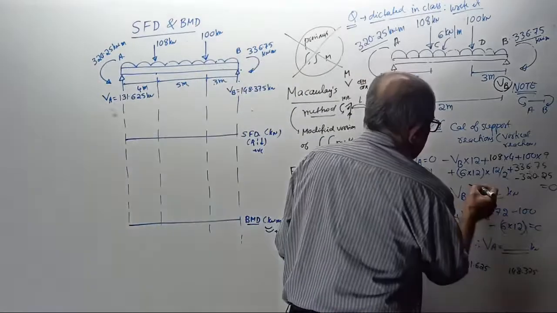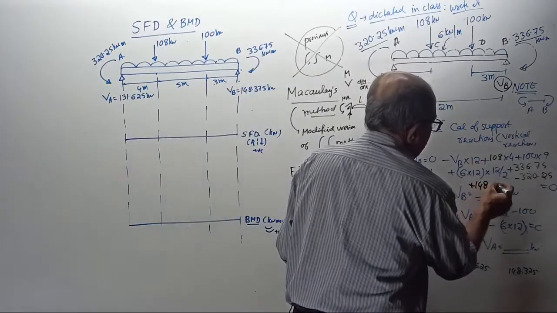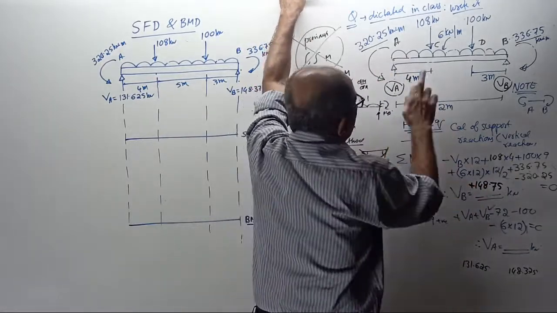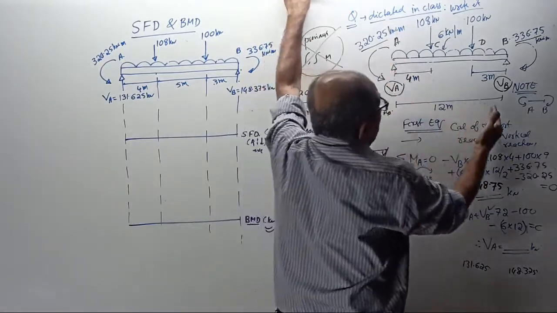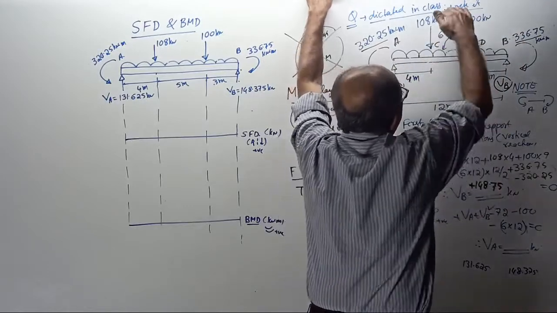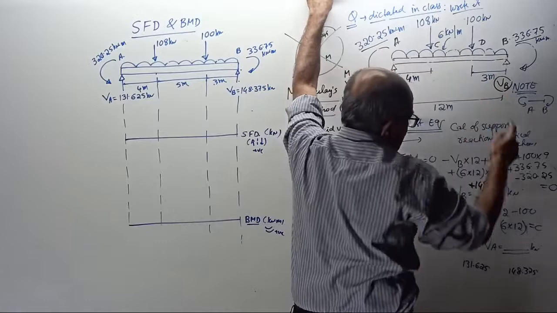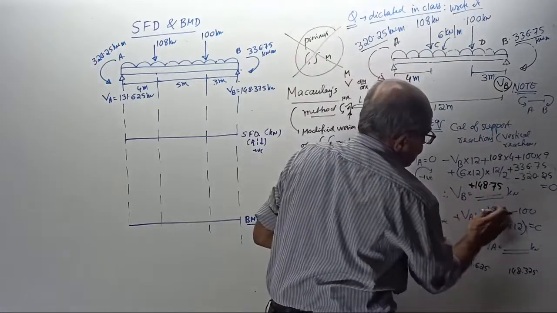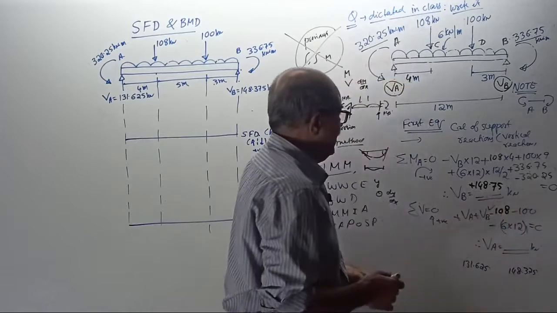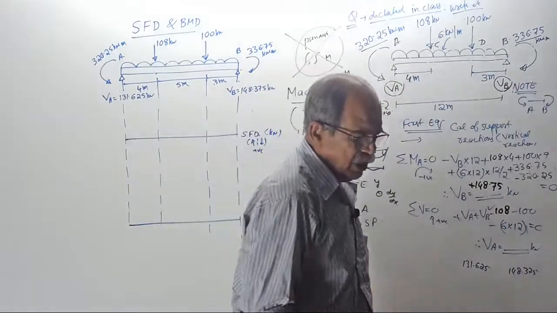Plus 148.75 kilonewton. Okay, then sigma V equal to 0, upward positive: plus VA plus VB minus 108 minus 100 minus 6 into 12 equal to 0. Not 72, 108. Tell the value of VA fast.